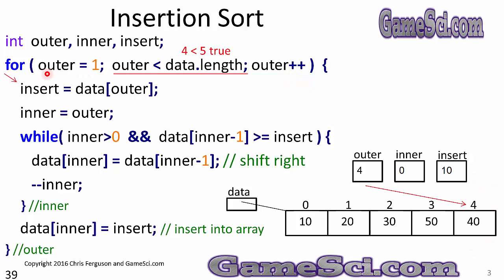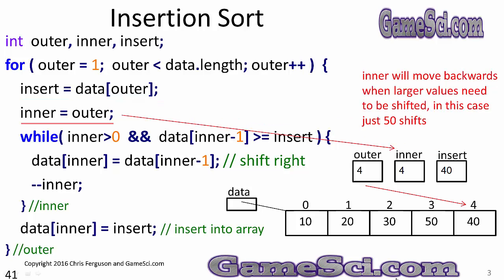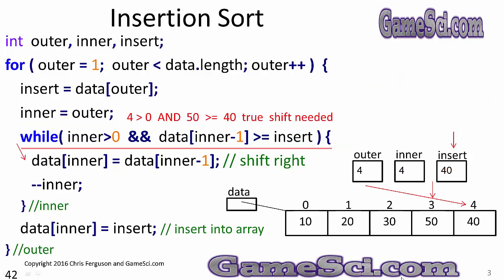4 less than 5 is a true statement, so we're going to go inside the outer loop. We'll set insert equal to data sub outer. We've just moved this 40 into the insert variable. 40 is the insert value. Larger values to the left need to be shifted. Now this is going to be fairly fast. Only one value, 50, will need to shift. Inner equals outer. Inner will move backwards when larger values need to be shifted.